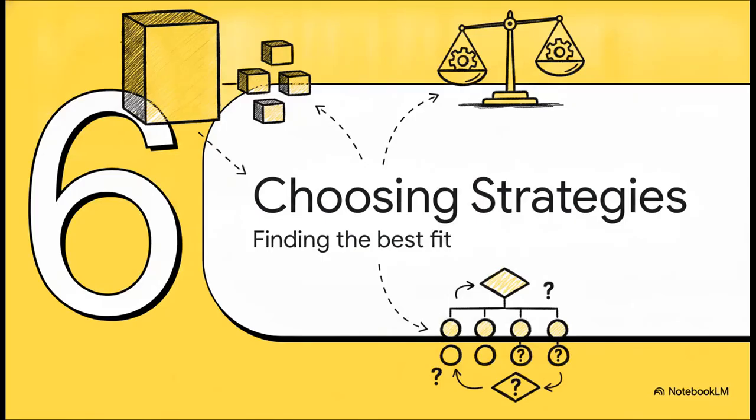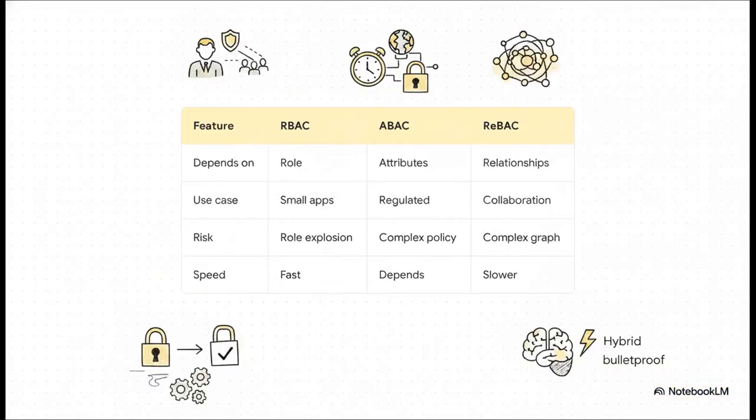Section 6. Choosing the right strategy. Now that we've seen how to implement these in both safe monoliths and treacherous microservices, how do we actually choose? Well, here's your ultimate cheat sheet to guide your architecture. Use RBAC for simplicity in smaller internal apps, but remain vigilant about role explosion. Turn to ABAC for context-heavy, heavily regulated systems where things like time, location, and clearance level dictate access. Just be prepared to manage complex policy definitions.